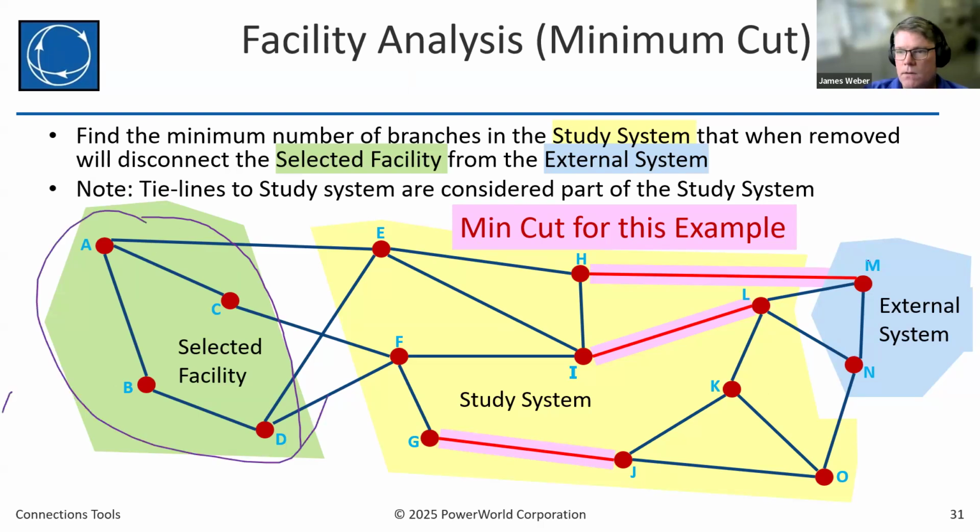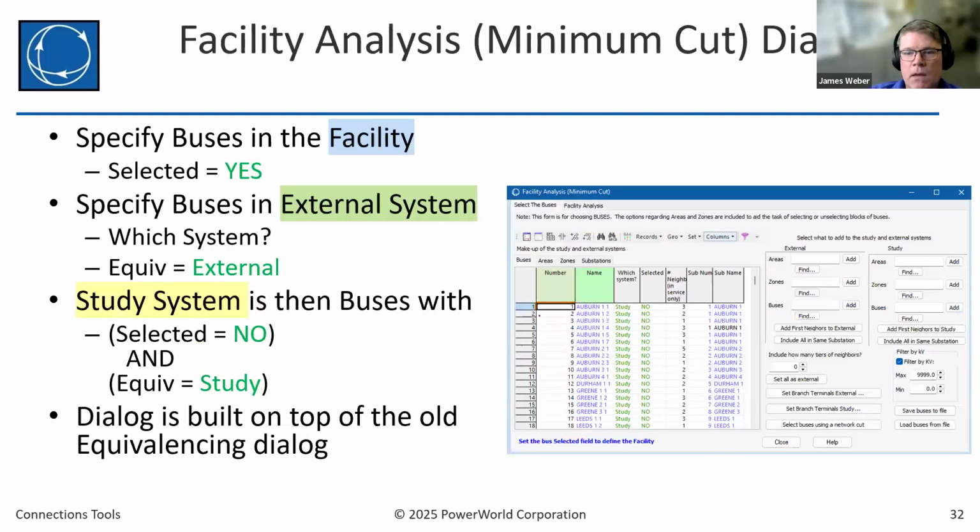So for the facility and the external system, I obviously could cut these 4 lines right here. You can always just cut the tie lines from your facility. Or I could cut the tie lines to the external system. There are 4 lines over here. But the min cut algorithm is going to figure out that inside the study system, there's actually a spot where I can cut 3 lines, and that would be the minimum cut. So let's do an example.